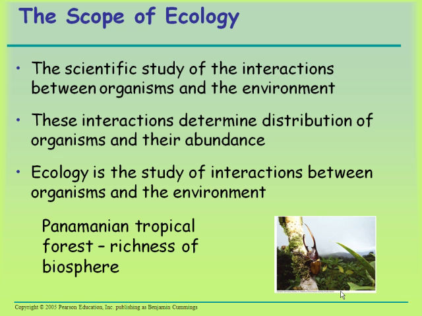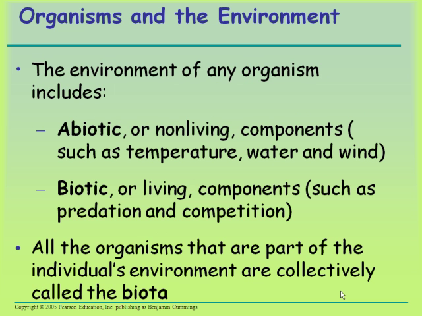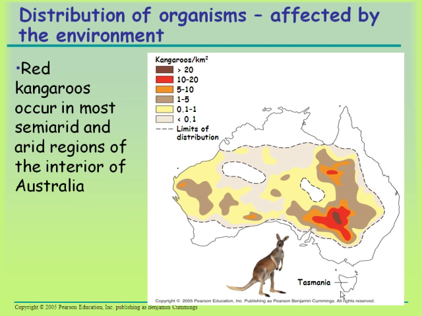This is a picture of a Panamanian tropical forest, richness in the biosphere, a lot of plants, and this is a type of beetle, a rhinoceros beetle. The environment of any organism includes abiotic and biotic components. Abiotic means non-living components such as temperature, water, wind, or the weather. Biotic means living components such as competition and predation. All the organisms that are part of an individual's environment are typically called the biota.